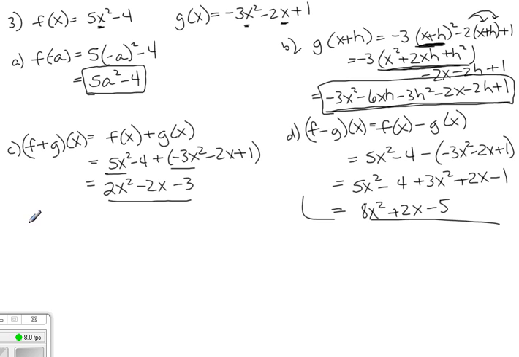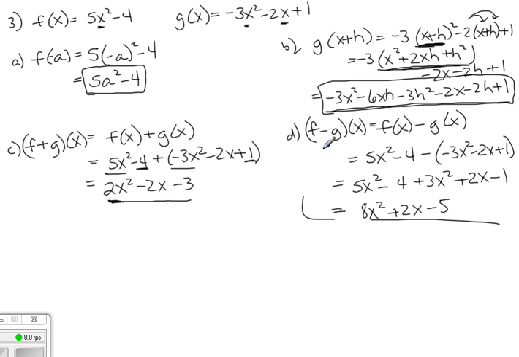Moving on to part C, we're going to take f plus g of x, which is f at x plus g at x, and we're going to add those two functions together, combine like terms, which would give me this: 2x squared minus 2x, and the negative 4 plus 1 will give you that negative 3.